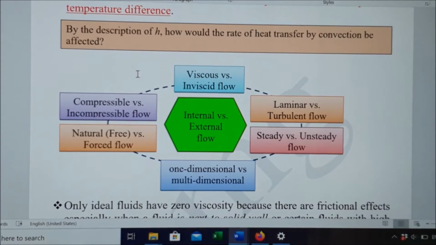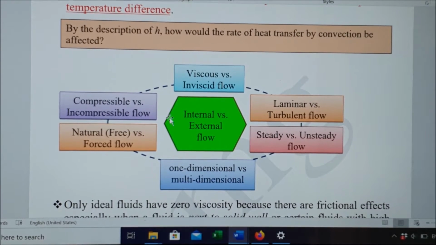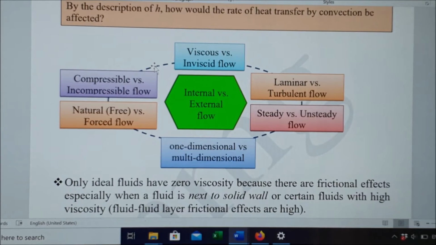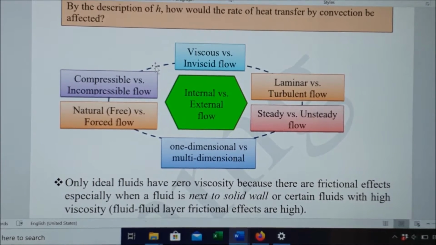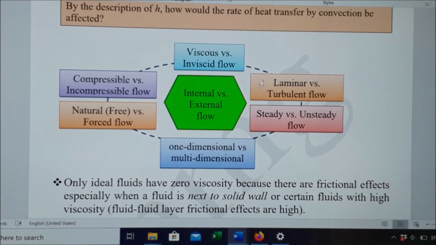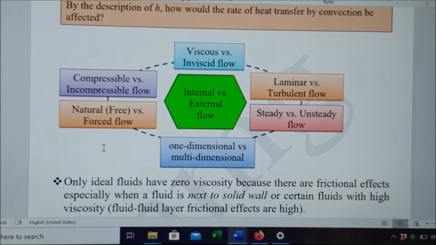Most importantly, whether it's internal versus external flow. Earlier I mentioned that for natural convection, there is only external flow. So for forced convection, you would have to determine whether your flow is internal or external, whether your fluid is viscous or inviscid. Of course, only ideal fluids have zero viscosity, but most of the time we like to assume that our gaseous fluid is inviscid. And we have to use the Reynolds number to determine whether our flow is laminar or turbulent, steady or unsteady, one-dimensional or multi-dimensional, compressible versus incompressible.